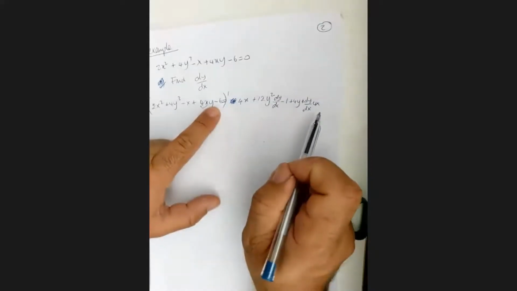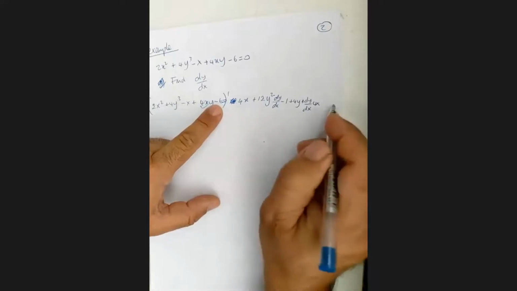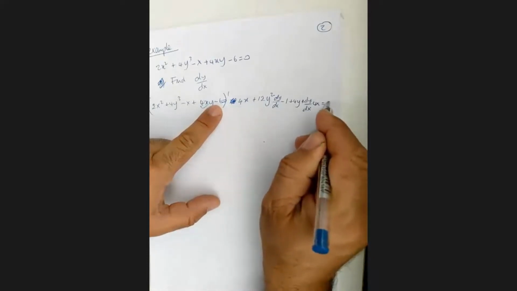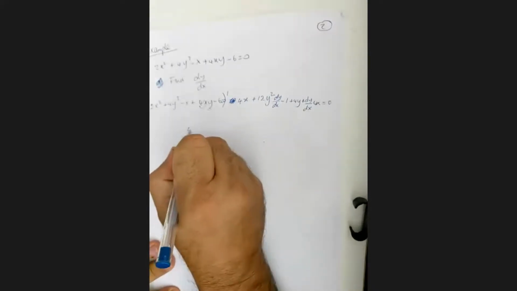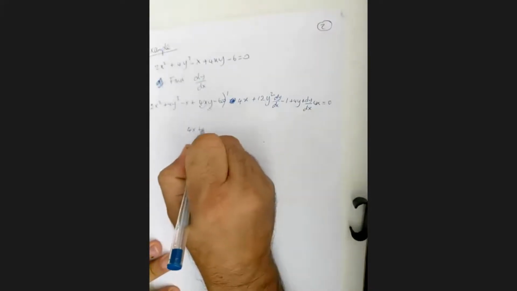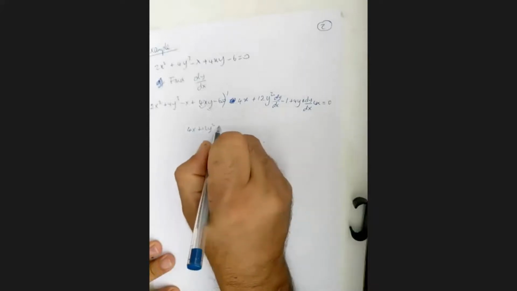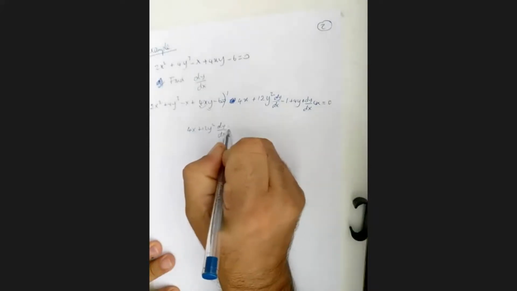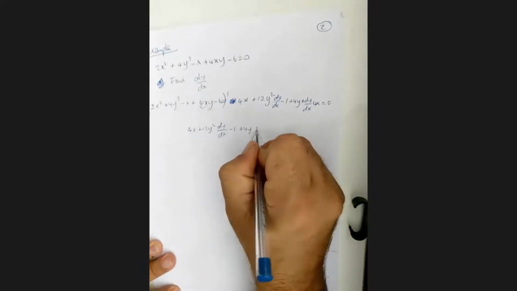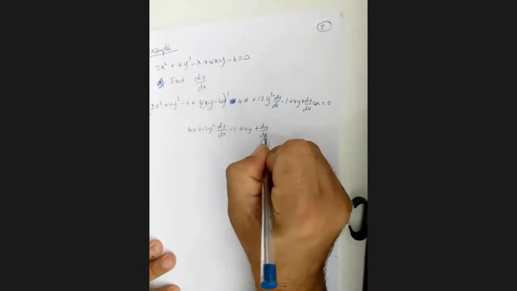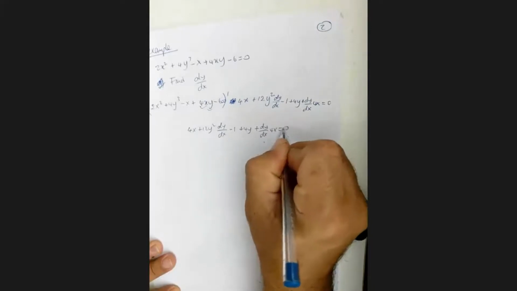Derivative of 6 is 0, and derivative of 0 is 0. So this is equal to 0. Now, what do we have? 4x plus 12y squared dy over dx minus 1 plus 4y plus dy over dx times 4x is equal to 0.